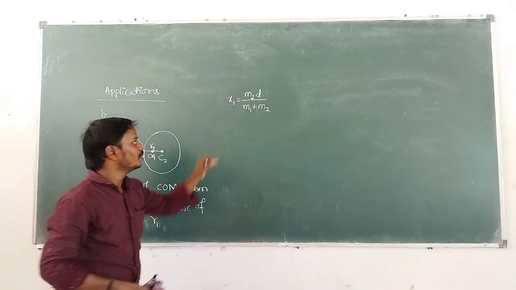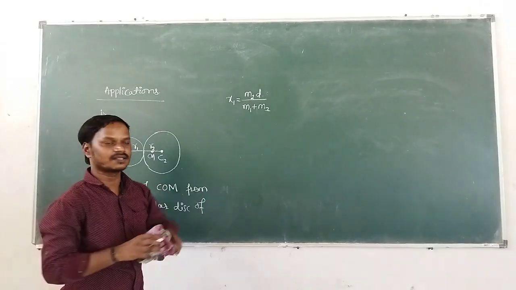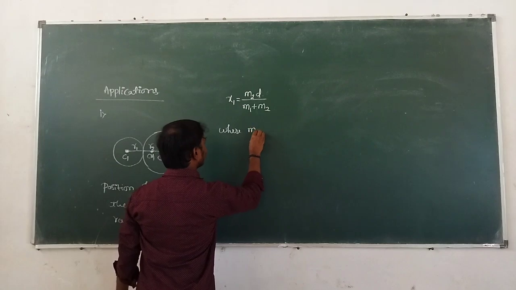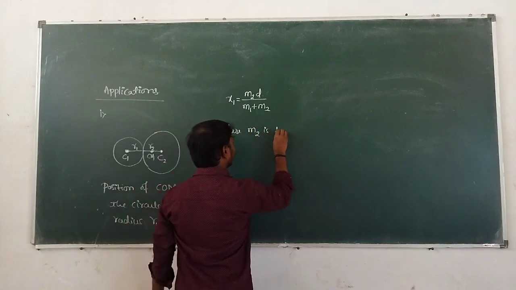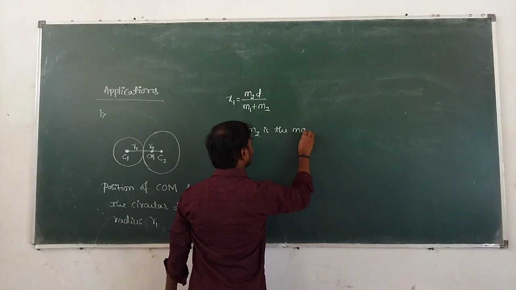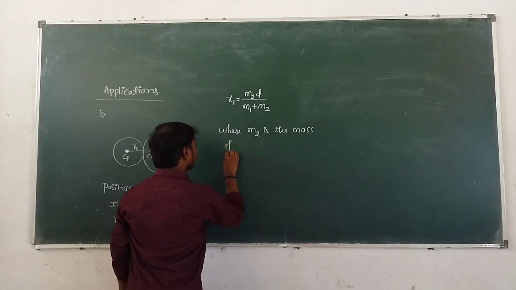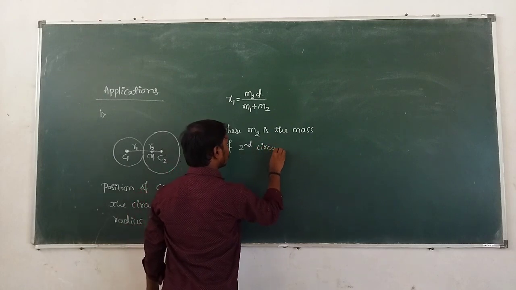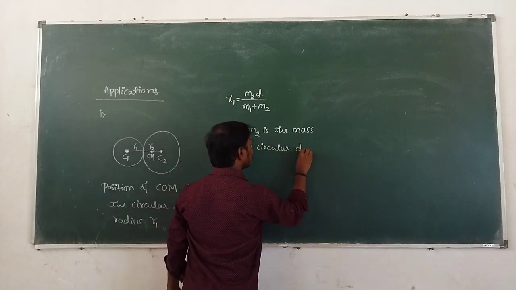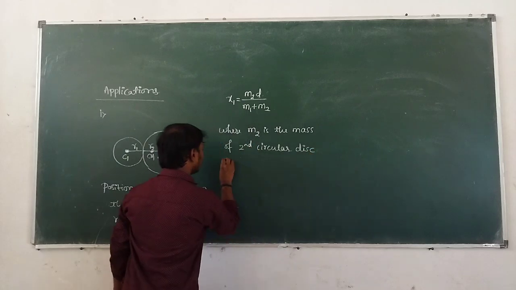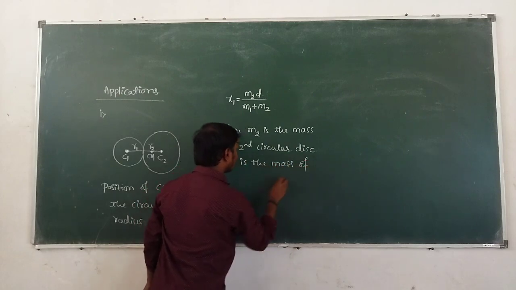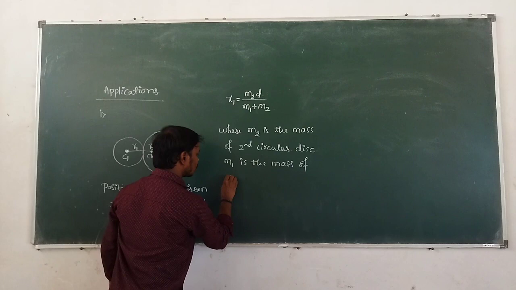What is m2 here? m2 is the mass of the second circular disc. And what about m1? m1 is the mass of the first circular disc.